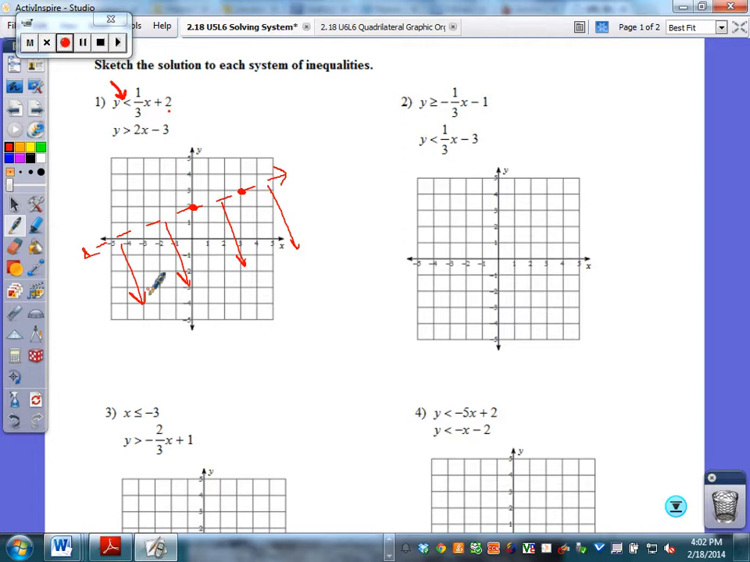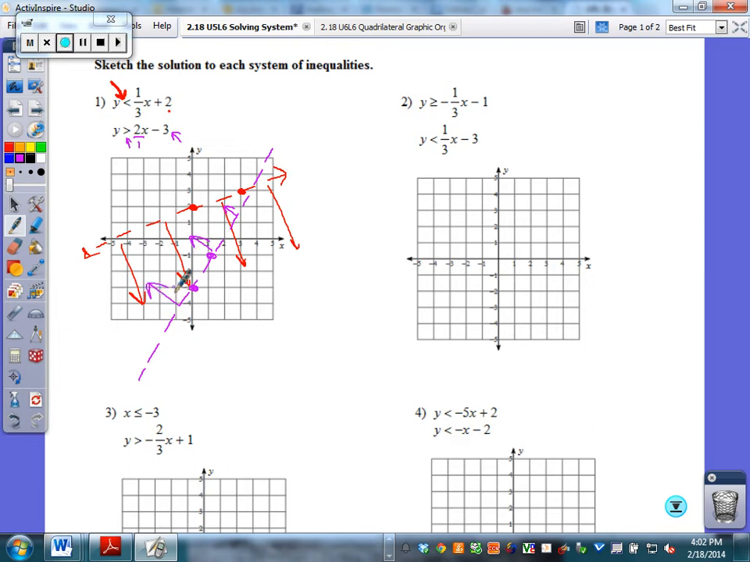Alright, for the next one, we'll go ahead and change colors here. Start at the y-intercept, which is -3. My slope is 2 over 1, so we go up 2 over 1. Again, we're dealing with a strict inequality, so it's going to be a dotted line. And because it is greater than, we are shading above.